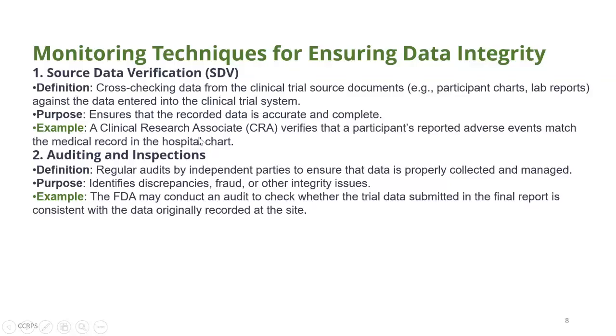Example: a clinical research associate, CRA for short, verifies that the participants' or subjects' reported adverse events match the medical record in the hospital chart. Auditing and inspections. Definition: regular audits by independent parties to ensure that data is properly collected and managed. Purpose: identifies discrepancies, fraud, or other integrity issues. Example: the FDA in the USA may conduct an audit to check whether the trial data submitted in the final report is consistent with the data originally recorded at the site.